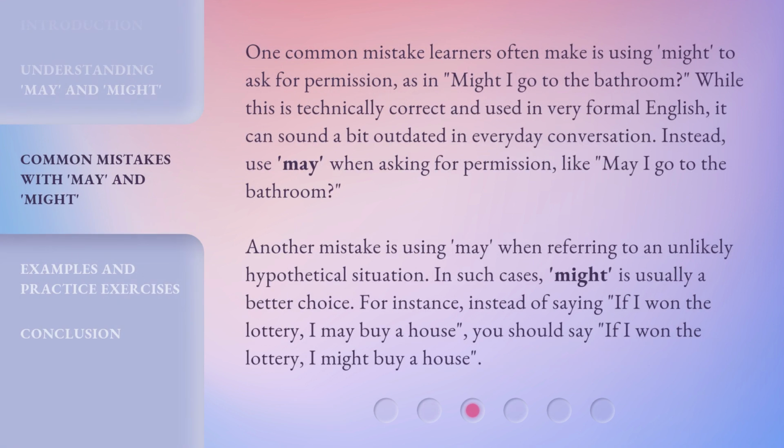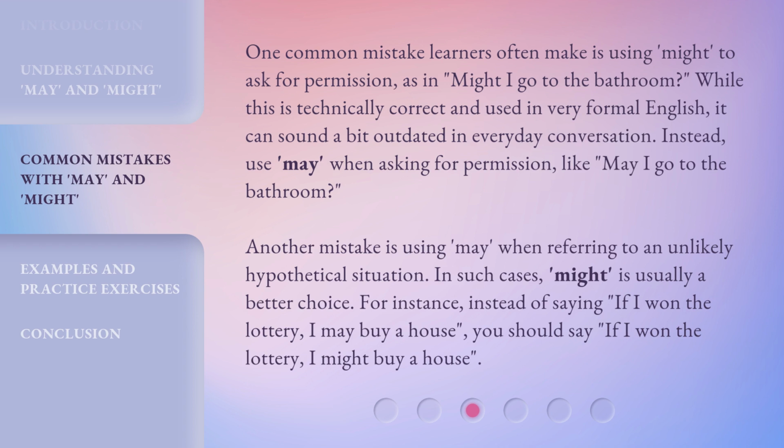One common mistake learners often make is using might to ask for permission, as in, "Might I go to the bathroom?" While this is technically correct and used in very formal English, it can sound a bit outdated in everyday conversation. Instead, use may when asking for permission, like, "May I go to the bathroom?"